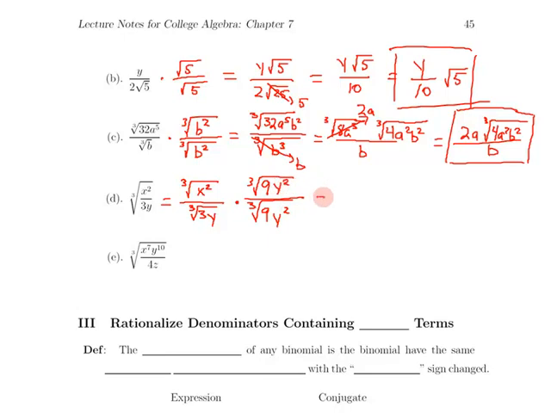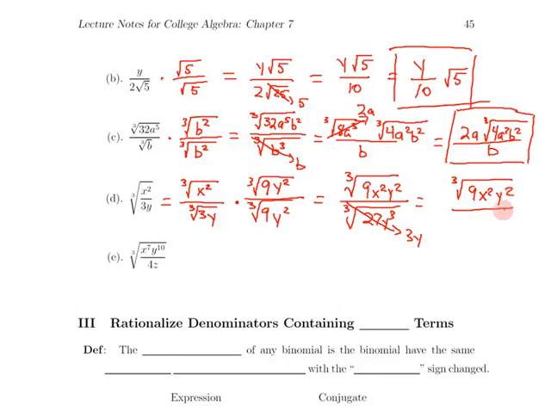Do the same on top. And I have the cube root of 9x squared y squared over the cube root of 27y cubed. If I simplify the denominator, I get 3y. So that is the cube root of 9x squared y squared all over 3y. I hope by now you're starting to get the hang of it a little bit, but let's do one more example just for good measure so you can see this done one more time.